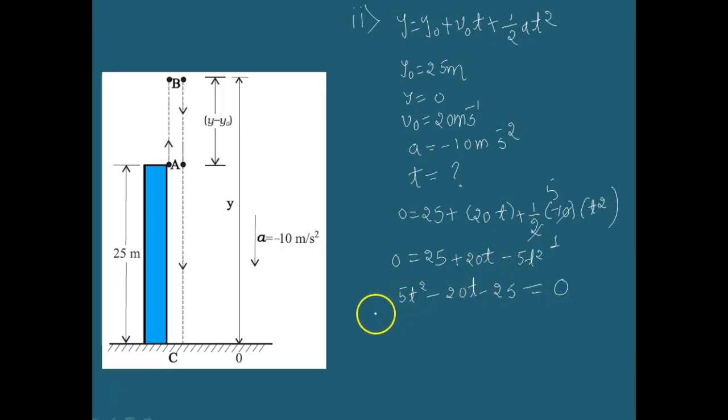Isn't it? So we know the method of solving quadratic equations. You know it, right? In this we can take 5 common, then it becomes t square minus 4t minus 5. And I can write it as t square minus 5t plus t minus 5 is equal to 0. So if I take t common, it will become t minus 5.